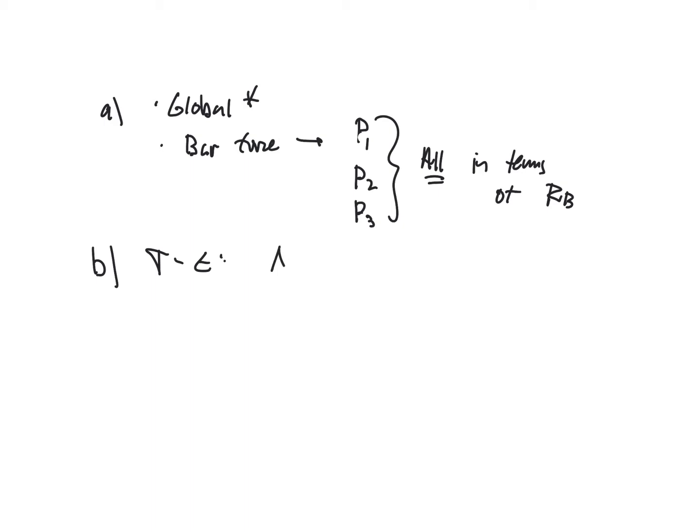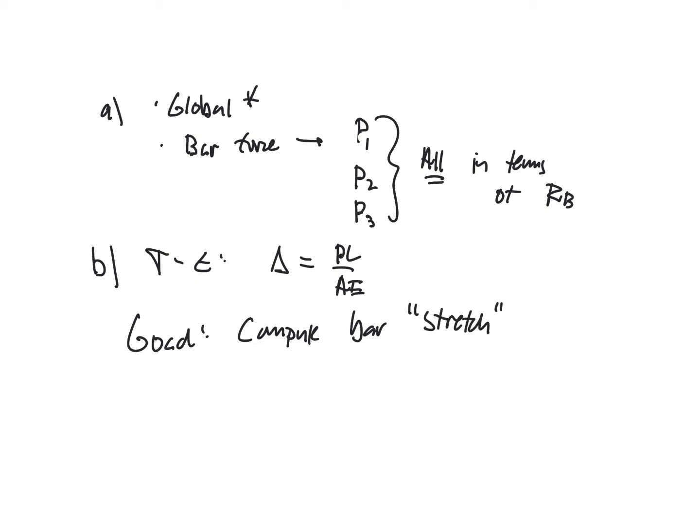The stress-strain law manifests itself as delta equals PL over AE. Our goal in this step is effectively to calculate the bar stretch for each segment. So we will compute the bar "stretch," in quotes, for each segment. Now, why am I saying stretch? It might shrink for each segment as well. I'm going to break out the eraser a couple of times today. Why am I saying bar stretch?